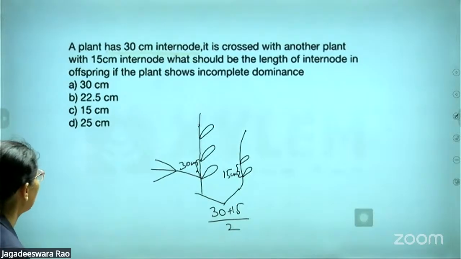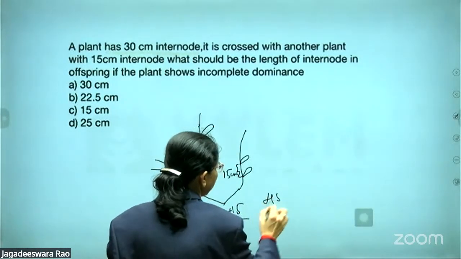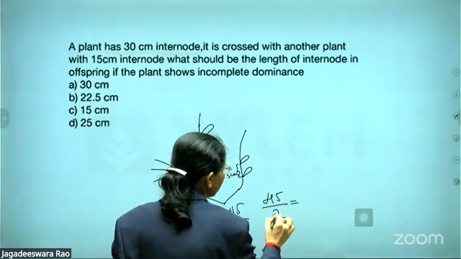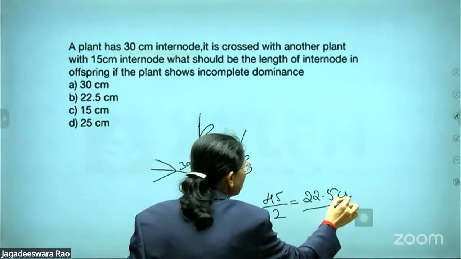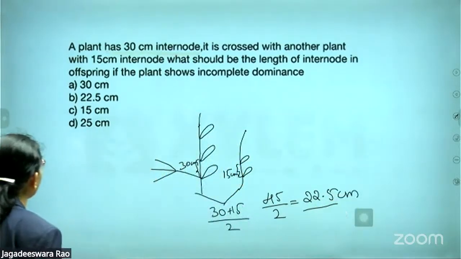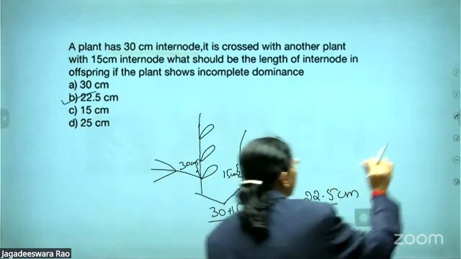So how much will it be? 45 divided by 2. What is it? 2 2s are 4, 2 2s are 4, 2 5s are 10. 22.5 centimeter. Where is it? That is B. Clear, children? Average character. That is why I said.